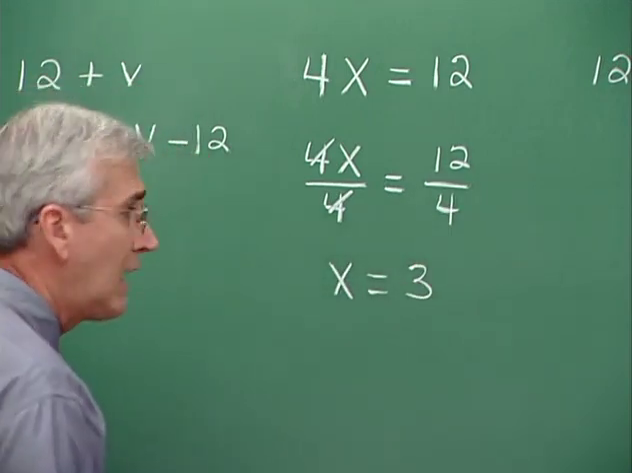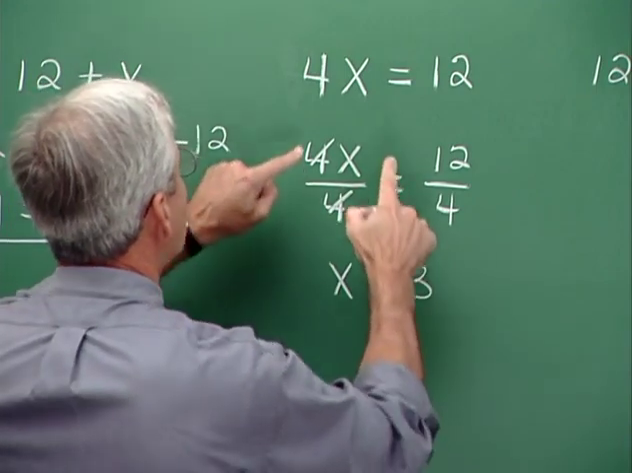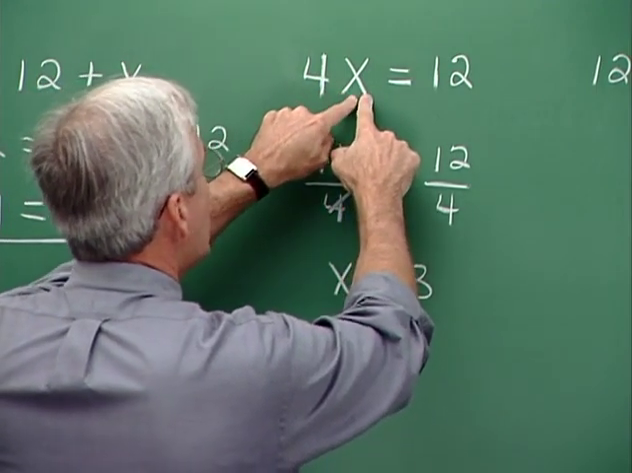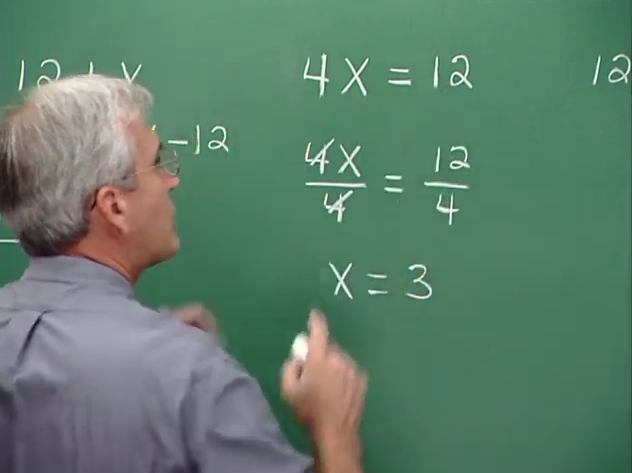Now, is 3 a valid solution? Well, we can tell by replacing x with 3. 4 times 3 is 12. 12 equals 12, a true statement.